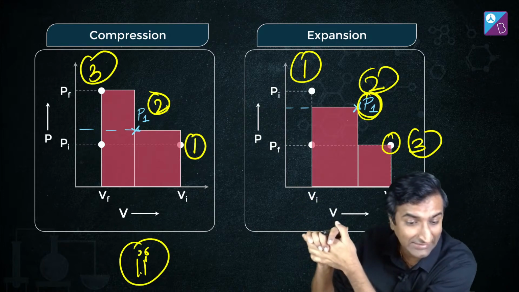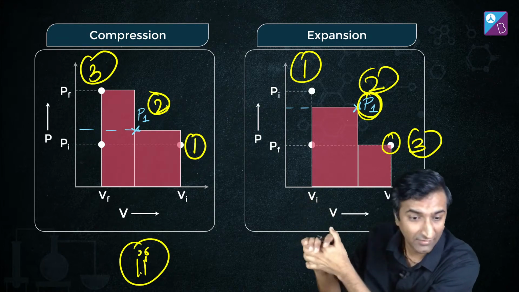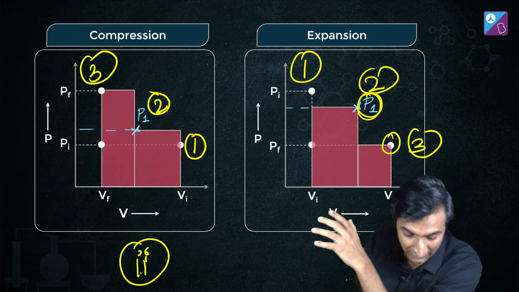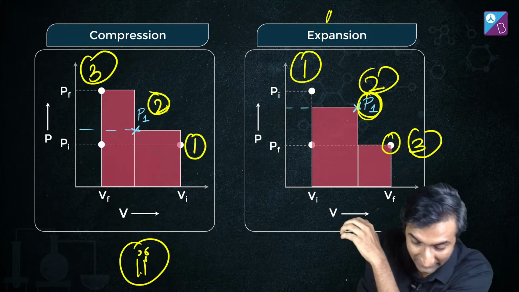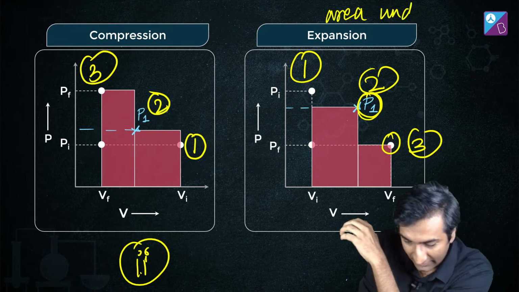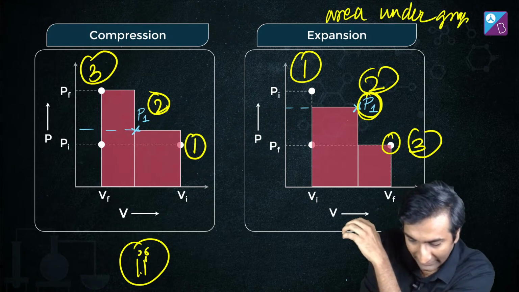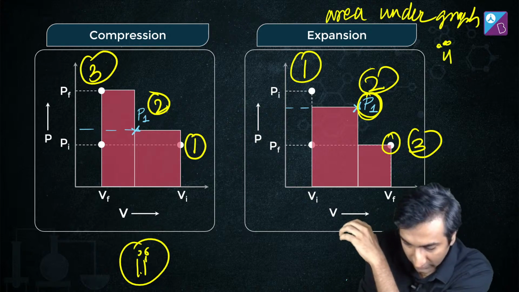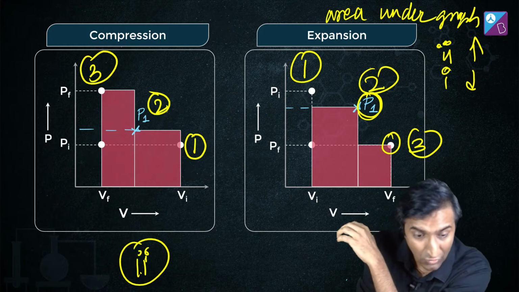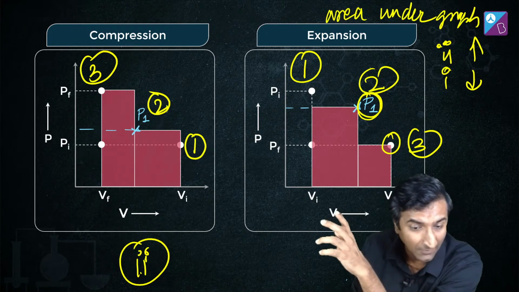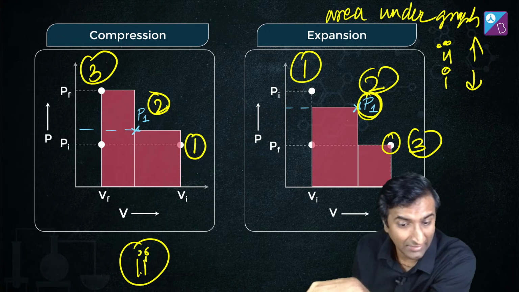Hey guys, time pass mat karo. Let's focus on this. Compression work is reducing and expansion work is increasing. Do you see that? The area under the graph is increasing. Area under graph in case 2 is going up, in case 1 is going down. Do you see that? Let's focus on what I'm saying. Pressure is invariable in irreversible.